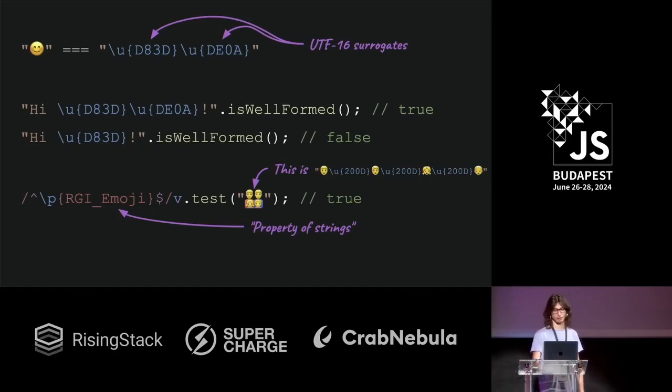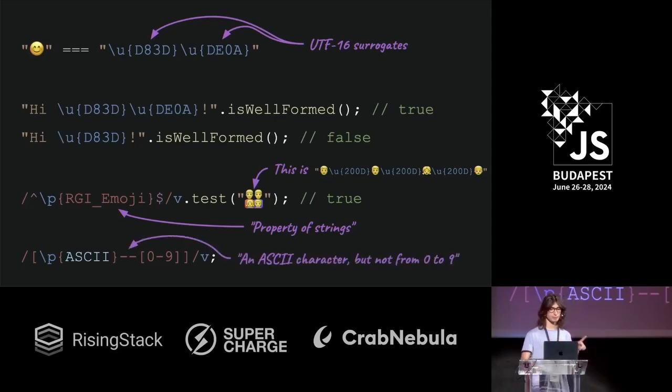And this new flag also supports set operations on regular expressions. So we could say, do we have an ASCII character, but excluding numbers from 0 to 9? We can do set intersection and union and, I think, symmetric difference, all the standard set operations.